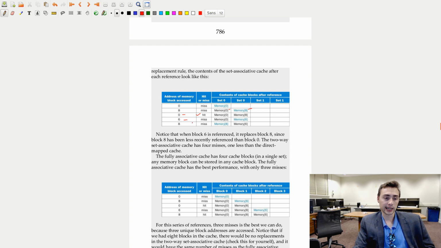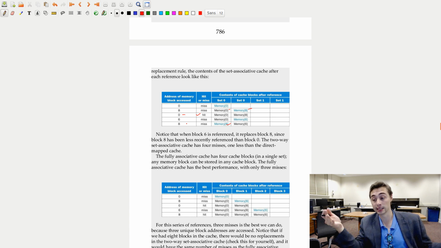We haven't loaded anything in 6 yet, so unfortunately that's going to miss. So we have to kick something out. So what does it make sense to do? In this case, we're kicking 8 out of the cache. And then when we access 8 again, we just kicked 8 out of the cache. We have to load it back in. So in this case, there you go. We get another miss. So we got a single hit this time. It's a little bit better, but it's still not great.